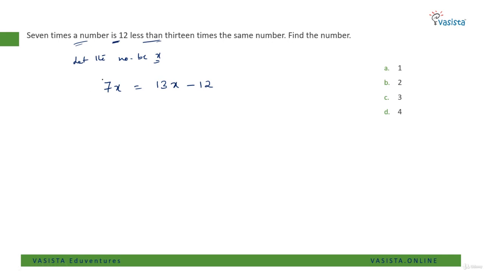Find the number. Now what I'll do is transpose this. Minus 12 I'll transfer to the right hand side. That will become plus 12 is equal to 13x. I'll transfer 7x to that side, that is going to be minus 7x. So 12 is equal to 13x minus 7x, which is 6x, or x is equal to 12 by 6, which is going to be 2.